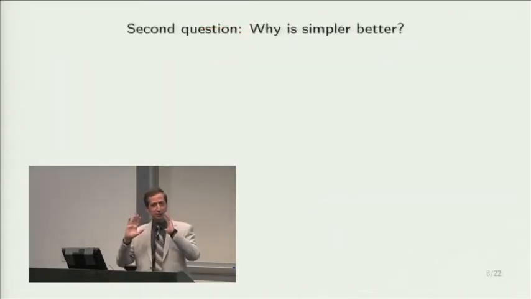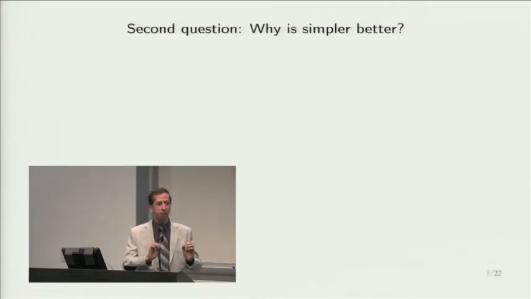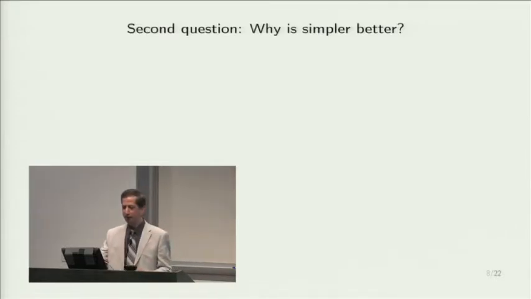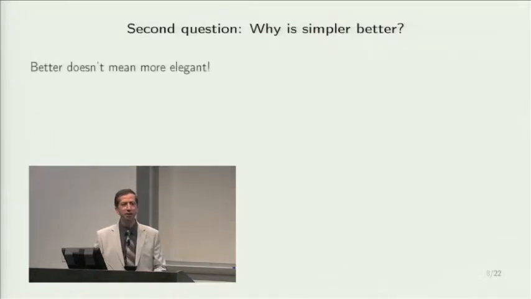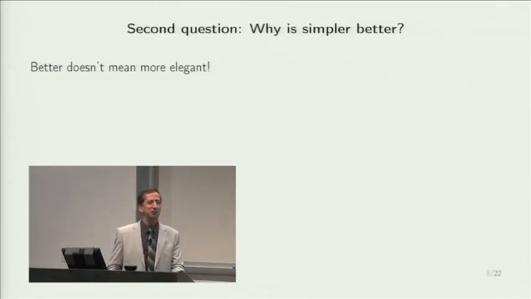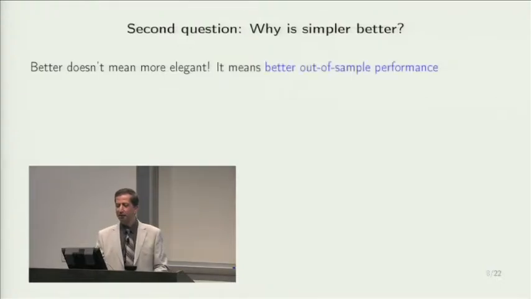So now we understand what is the complexity of an object. Now we go to the question: why is simpler better? The first thing to understand is that we are not saying that simpler is more elegant. Well, simpler is more elegant, but this is not the statement of Occam's razor. Occam's razor is stating that simpler will have better out-of-sample performance. That's a concrete statement.